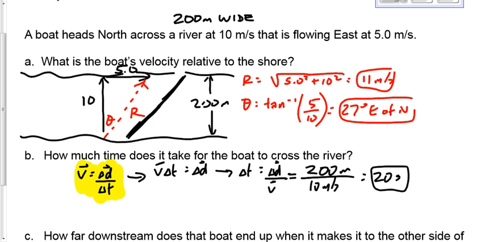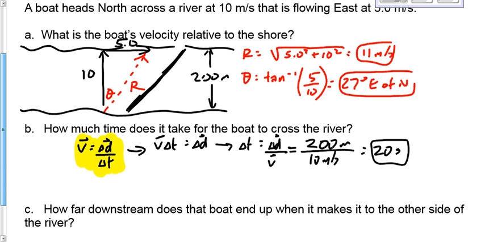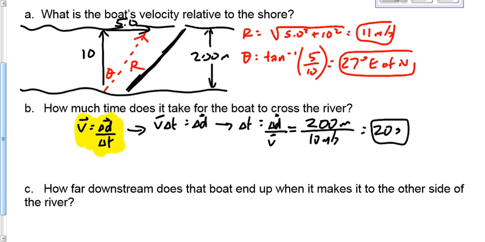Always make sure that displacement and velocity are in the same direction. If you use the displacement across the river, which is what I would do, then use the velocity across the river. If you want to use another velocity, that's okay. You just need another displacement, that's all. C, how far downstream does the boat end up when it makes it to the other side?